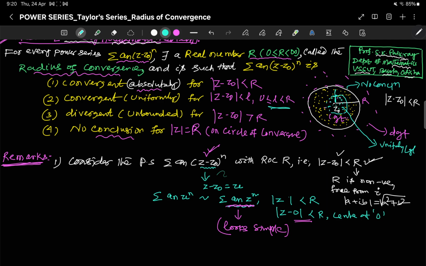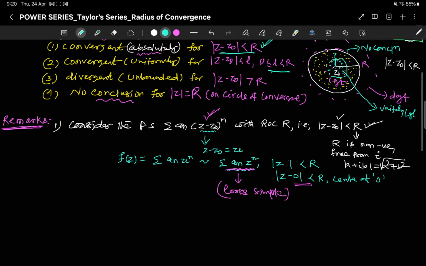So actually our interest is, once it is convergent, this is basically the region of convergence. So we will be able to write the closed form of this series in many cases.